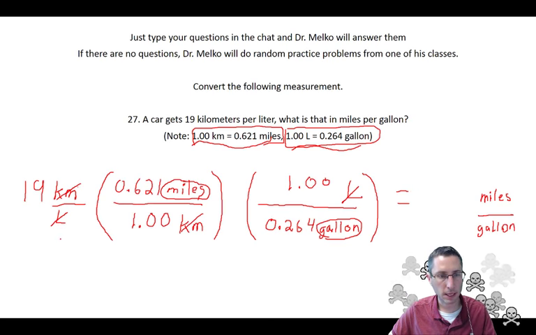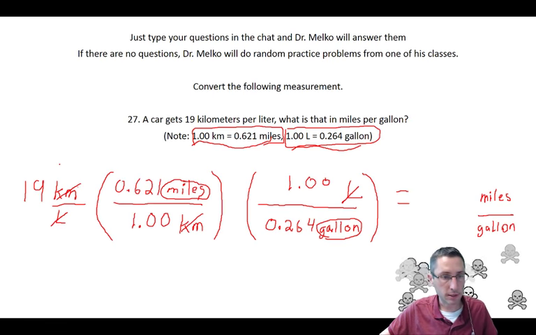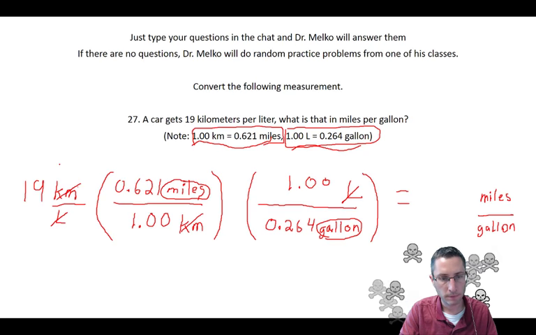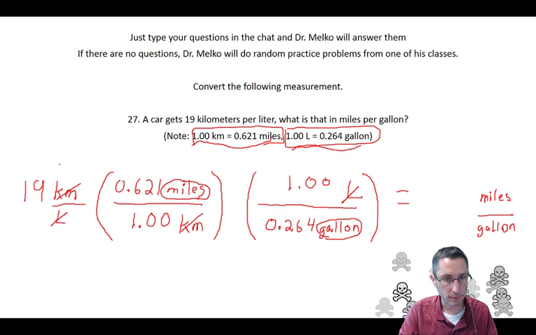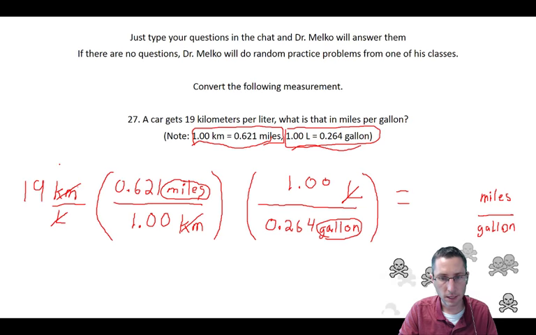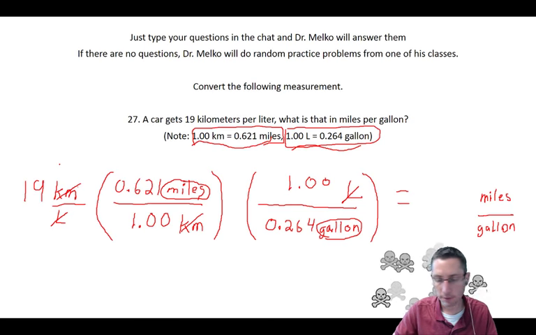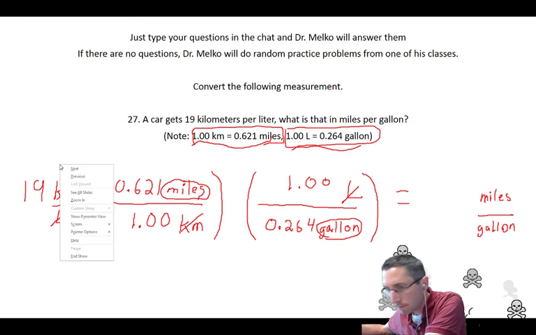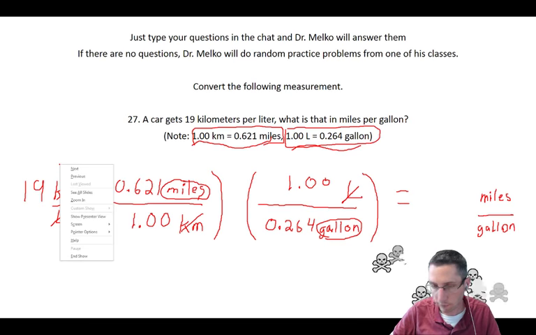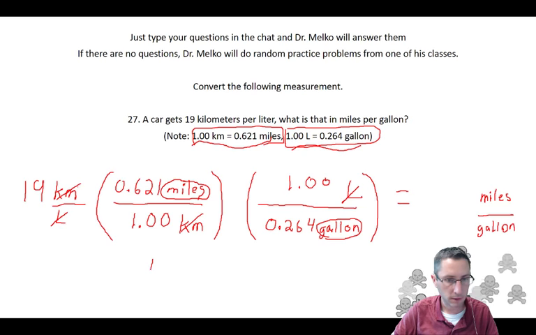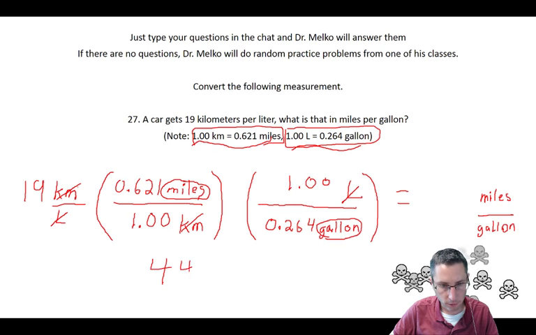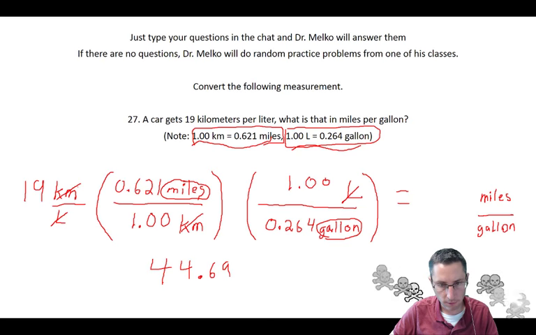So everything's set up, and now it's just up to you to multiply across the top: 19 times 0.621 times 1.00, and then divide by each number in the bottom. So divide by the 1 per kilometer, divide by the 0.264 gallons, and I get a number like 44.693. I write this down somewhere before I report my final answer.